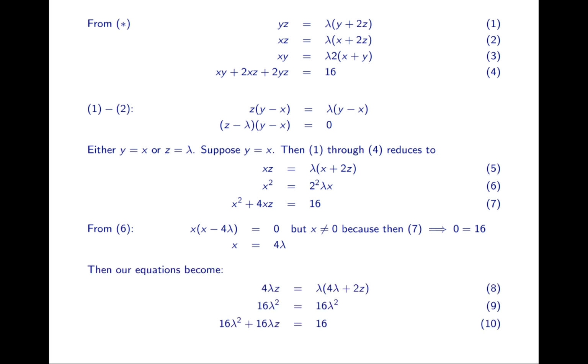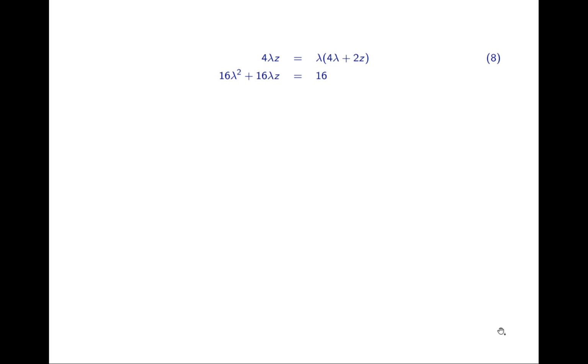So then, if I replace all my x's with 4 lambda, 5 through 7 becomes 8 through 10. Of course, we see that equation 9 is a tautology, so we can get rid of it. So let's keep 8 and 10 and move it to the top. So from 8, I get 4 lambda z equals 4 lambda squared plus 2 lambda z. Subtracting it to one side, I get 2 lambda z minus 4 lambda squared is 0.